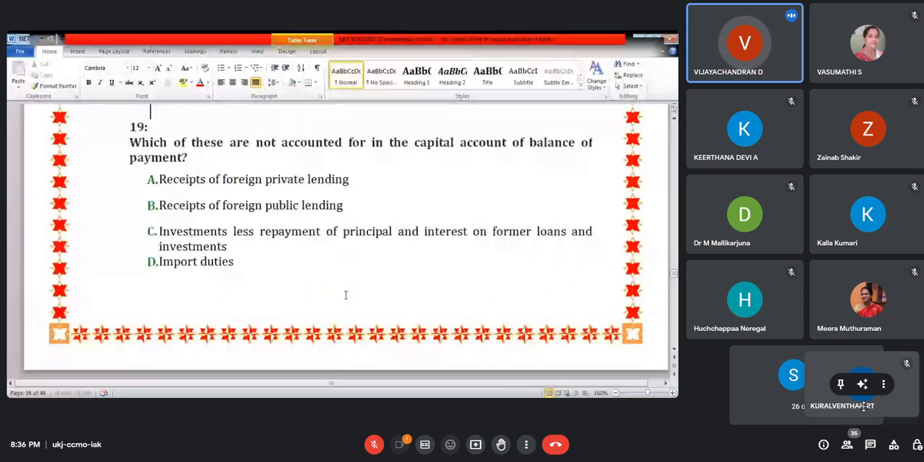Now I told, which of these are not accounted for in the capital account? Capital account: receipts of foreign private lending, receipts of foreign public lending, investment less repayment of principal and interest on former loans and investment, import duties. I think this is a very, very easy question they are asking. What is not coming in the capital account?